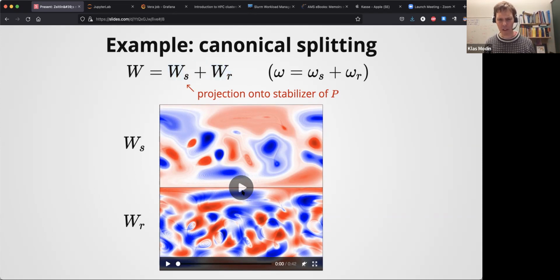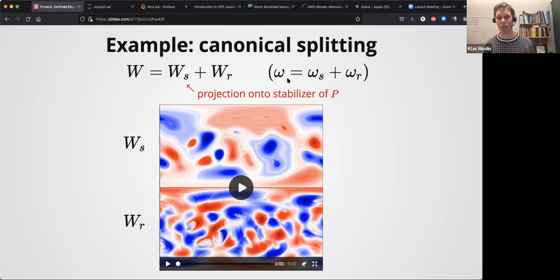So here you see the same video, the same simulation I did before, but now in terms of these components, WS, which is the projection, and then the residual part. And initially you see it looks like this. You can't say too much here. The only thing you can say is that they both look rougher than the initial data.